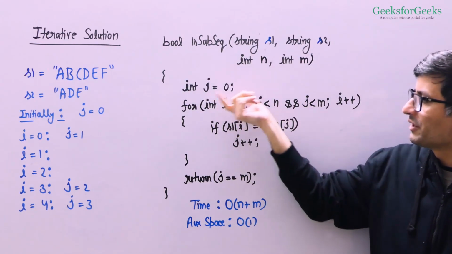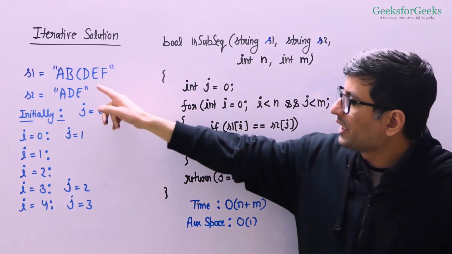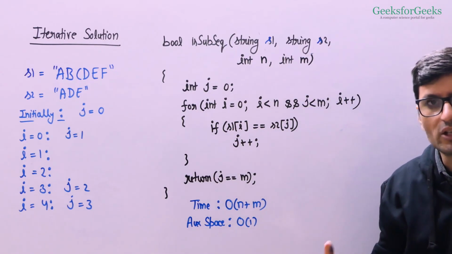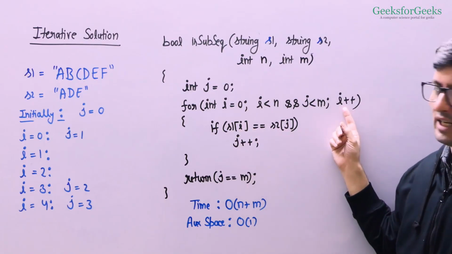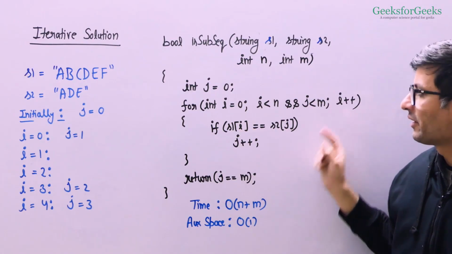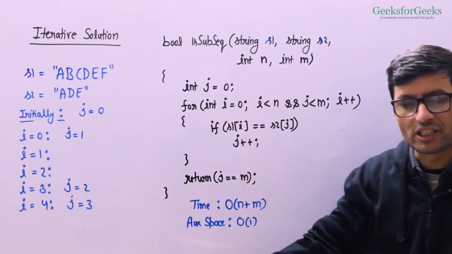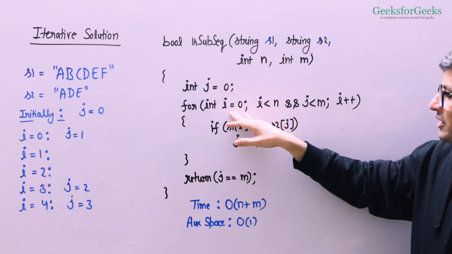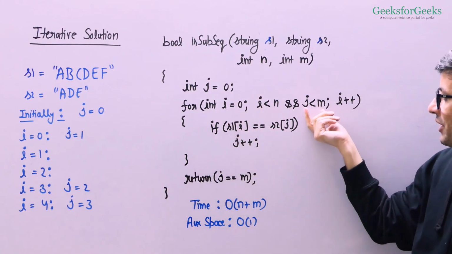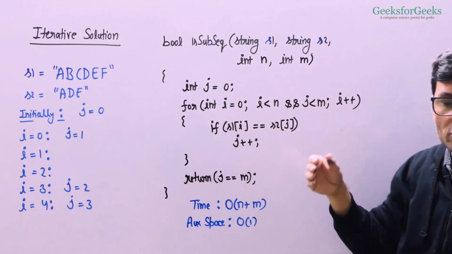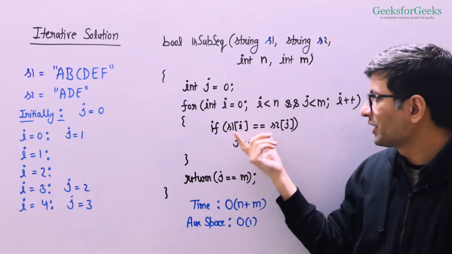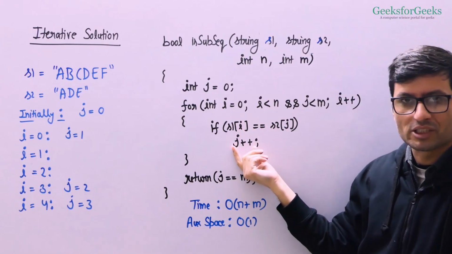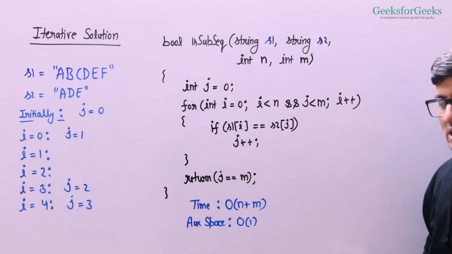So we begin with j equal to 0 in the second string and we begin with i equal to 0 in the first string. Instead of using a while loop, I've used a for loop here because i is always going to be incremented, right? So we are simply traversing through string S1 and we have this condition that we should not reach the end of S2 also, because we are going to compare S1[i] with S2[j]. If they are matching, we are simply doing j++ and we are always doing i++.